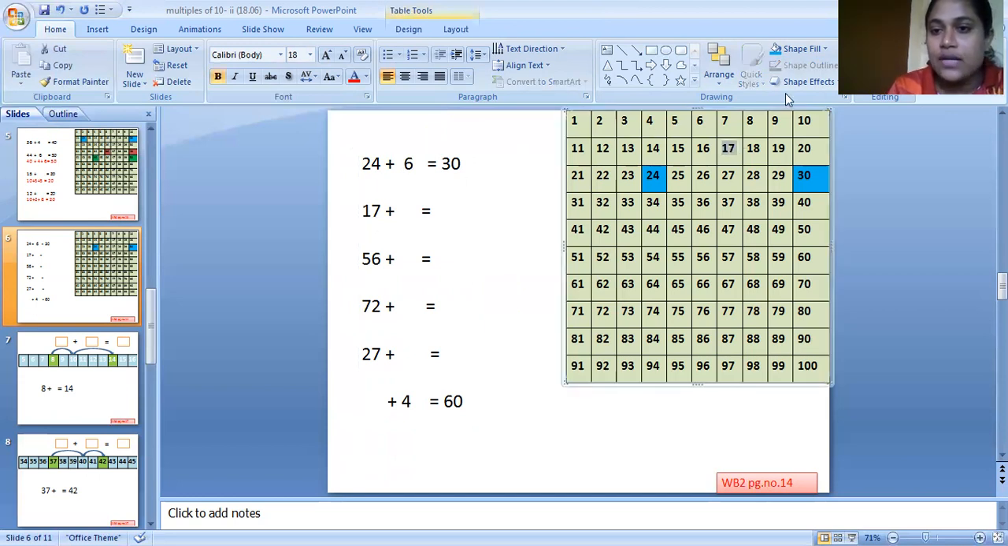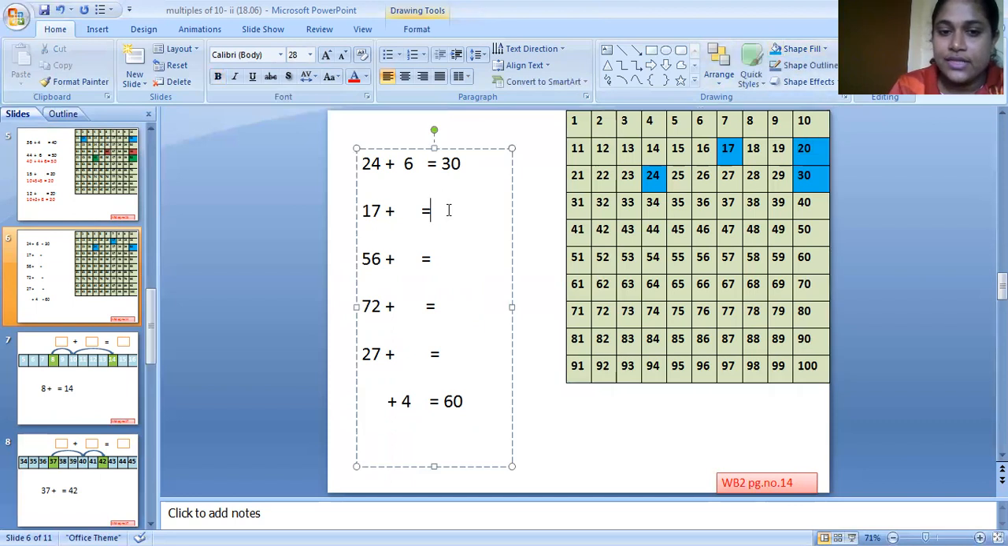Now we should mark the next complement of 10 to 17. What is the next complement? Here in this line, next complement is 20. So let's write 20 first and we'll find the gap between these two numbers. With the knowledge of number bonds to 10, we know 7 plus 3 is equals 10. 10 plus 10 is equals 20.